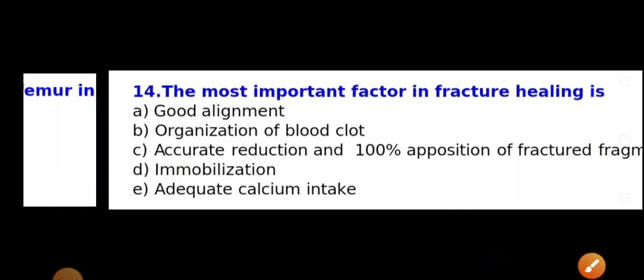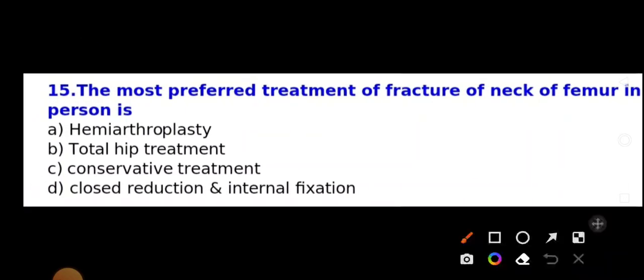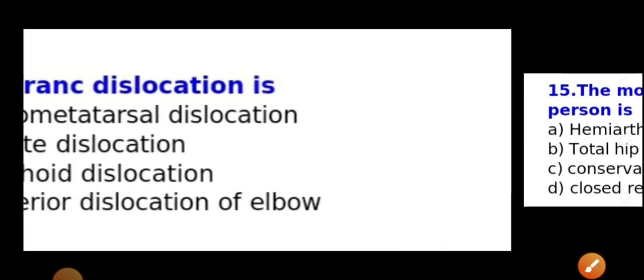Immobilization. Okay. Now, the most preferred treatment of fracture of neck of femur in elderly person is hemiarthroplasty, total hip replacement, conservative treatment, or closed reduction and internal fixation. So answer this MCQ, you have to write in the comment section. Then I am going to write you which one is the correct answer here. Okay.